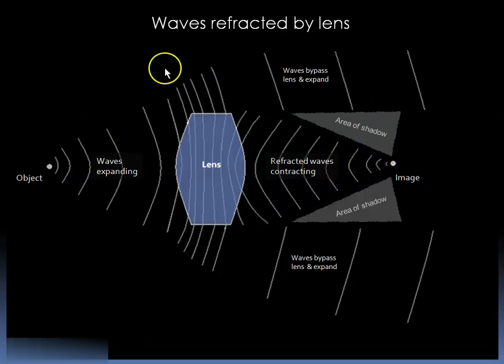Note that the part of the waves that passes to the side of the lens remains and continues to expand indefinitely. In this area, there is no light. There are shadows. So where did the light go? Actually, the light is all here, but it's being more concentrated as it's approaching an image point. This therefore leaves a shadow on either side.